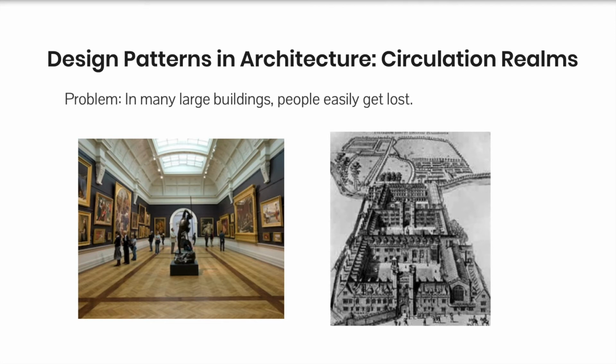One design pattern is circulation realms. A problem that can occur when designing large buildings or groups of buildings is that people can easily get lost, and I'm sure you've had this experience before. And when people get lost and have no idea where they are in a building, it can create a lot of mental stress. So think about going to a museum or a large shopping mall, for example.